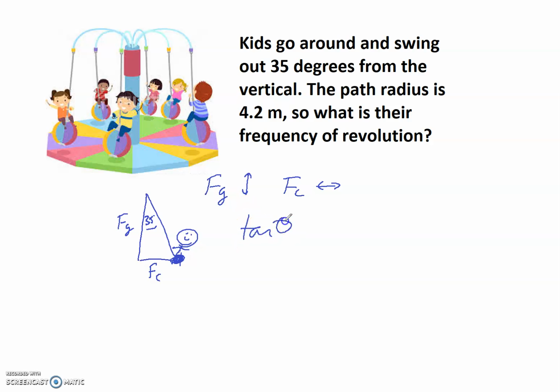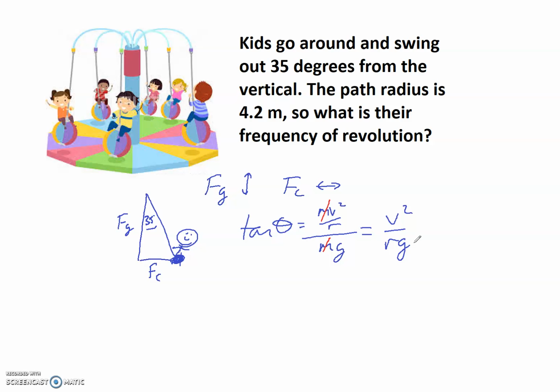theta. So if I do tan theta, the opposite would be my Fc, so that would be mv squared over r, and my adjacent would be the gravity, so that's just mg. As soon as I do that, I can see that my masses cancel out, which is what I want to occur anyway. So if I rearrange this, I'll end up with tan theta equal to v squared over rg.